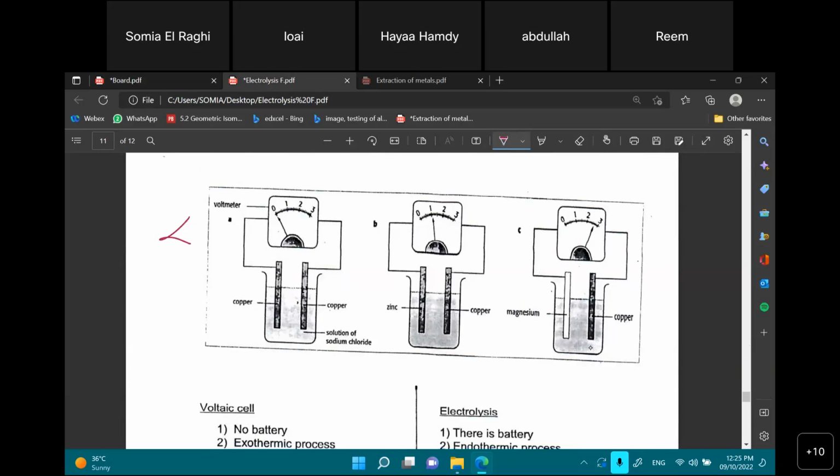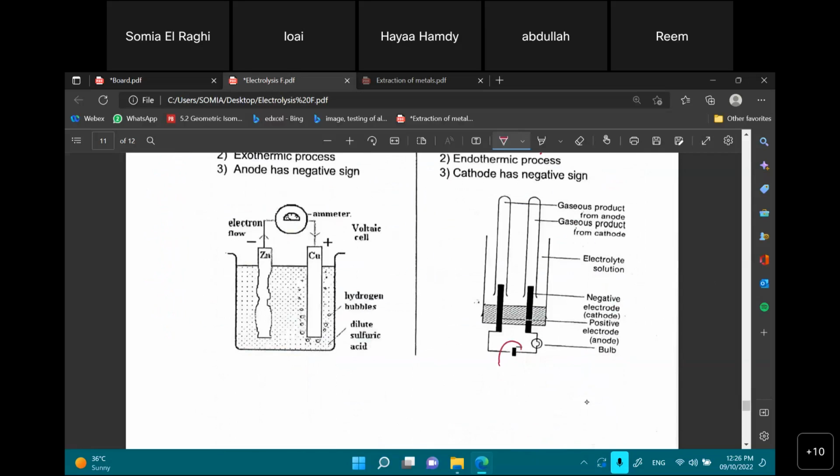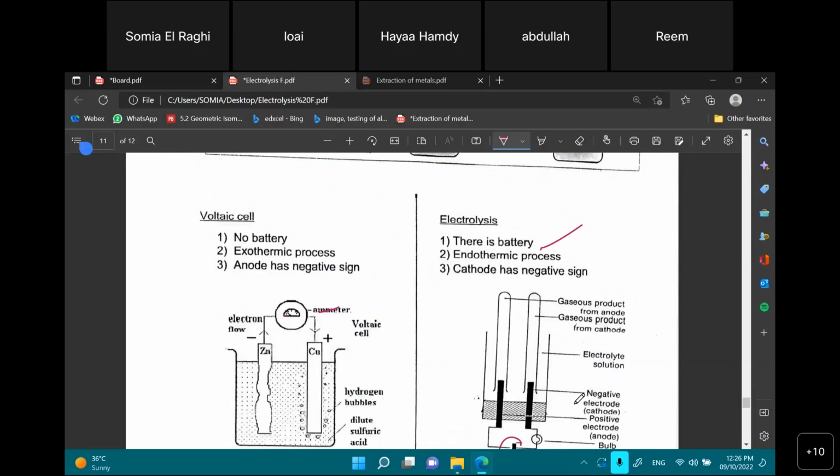But this part is a very, very important question in your exam. Well, this is the difference between a voltaic cell and electrolysis. There is a battery in the electrolysis. This sign, it's a battery, and there is no battery here. It is either ammeter or voltmeter. It's better to say voltmeter. And electrolysis is an endothermic process because electrical energy is used to break down ionic compound.